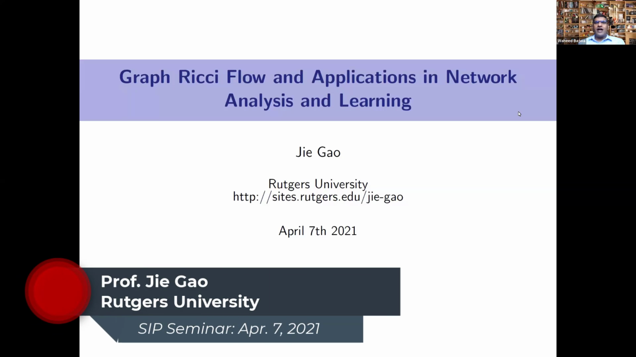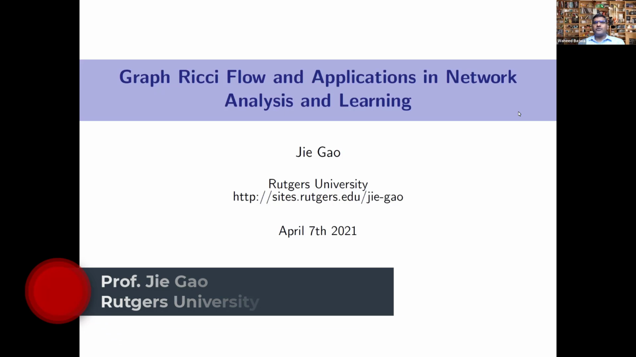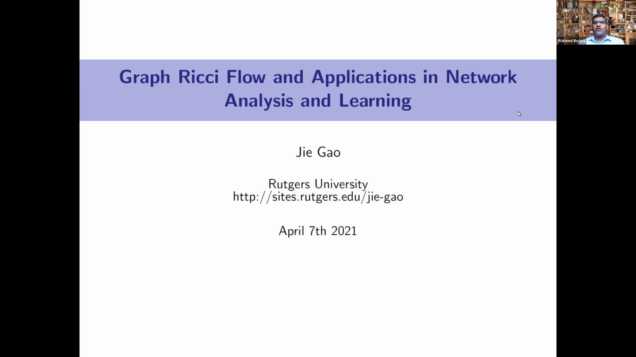It's our pleasure today to have Professor Jie Gao from the Computer Science Department at Rutgers University give the talk on graph-Ricci flow and applications in network analysis and learning. Just to give us some background about Professor Gao's research and pedigree, she received her PhD from Stanford University and then did a postdoc at Caltech, and after that, she was on the faculty of the Computer Science Department at Stony Brook, where she remained till 2019, and then Rutgers was lucky to have her join. Since 2019, she's a professor in the Computer Science Department.